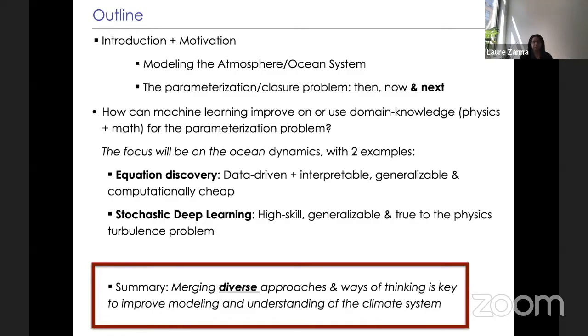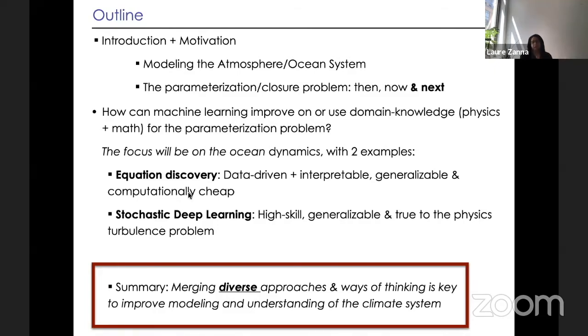And so I'm going to do a little bit of a then, now, and next in terms of what I think we've been doing and the way we should move forward, and hopefully give you a broad idea of how to tackle this problem. And I'll showcase 2 examples today on how we can use machine learning to actually improve either our knowledge of the ocean or the ocean dynamics, and how to improve the parameterizations at the same time. So there'll be 2 examples.